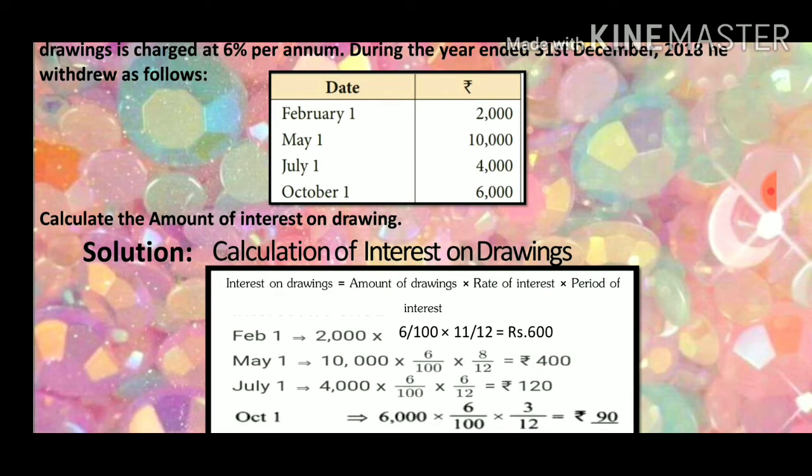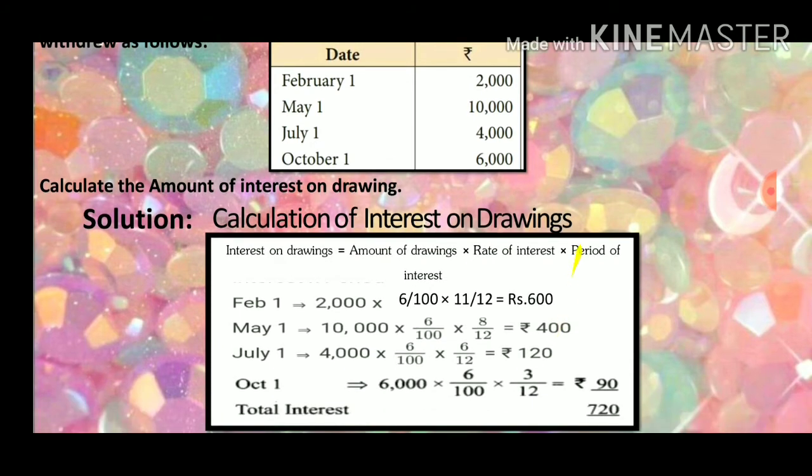So finally, total interest on drawings: February 1 to December 600, May 1st to December 31st 400, July 1st to December 31st 120, October 1st to December 31st 90 rupees. So totally interest on drawing 720 have to pay.